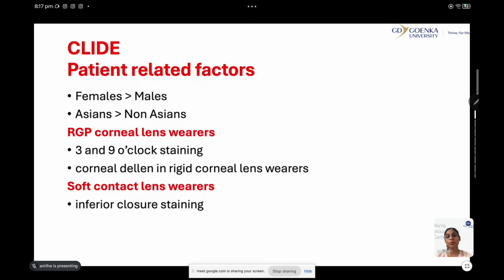Also, in soft contact lens wearers, you may notice inferior closure staining. What is inferior closure staining? When you remove the soft contact lens, stain the eye with fluorescein and observe under the slit lamp, you will notice that the inferior region of the cornea or the conjunctiva picks up the stain, which means that their blink is not complete. They're all partial blinkers. They wear contact lenses, but they're not complete blinkers. So because of partial blinking, the lower exposed region is undergoing desiccation, and that desiccation leads to picking up of the fluorescein dye. So that is the inferior closure staining.